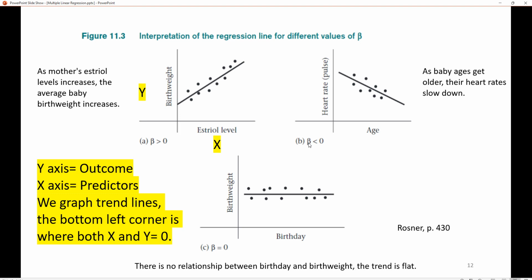We use b or beta to represent that coefficient. So if beta is less than 0, has a negative value, then we would see a negative relationship, and we would see a decrease in that. If it's positive, if beta is greater than 0, then we see on the left that trend go up. In this bottom graph, we see that there is no relationship between birthday and birth weight. In other words, the trend is flat.